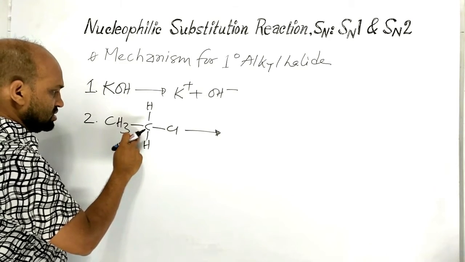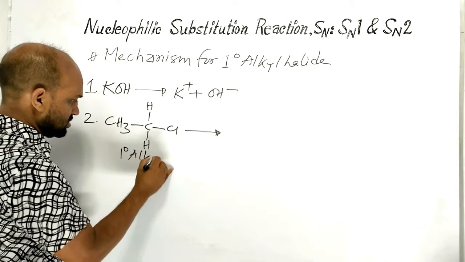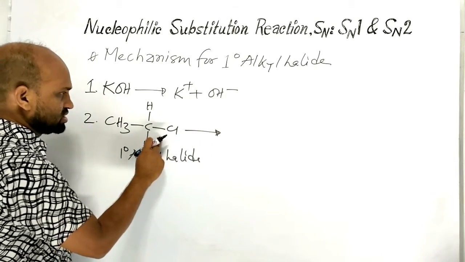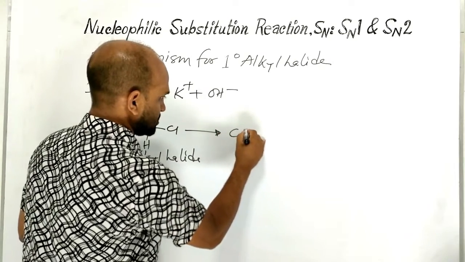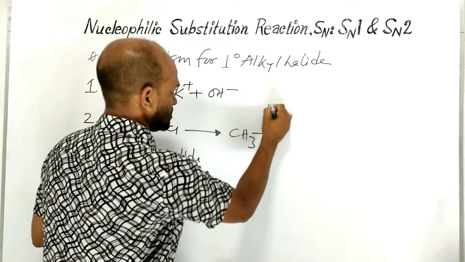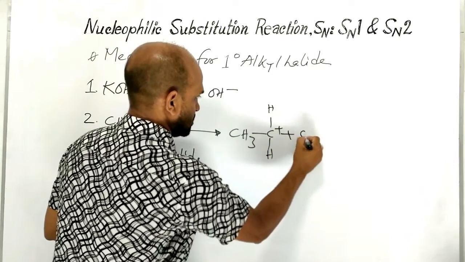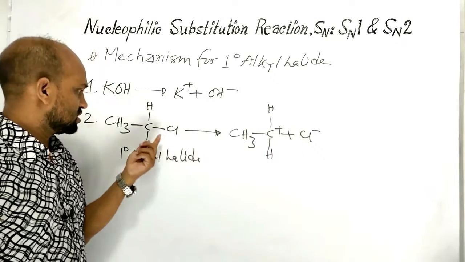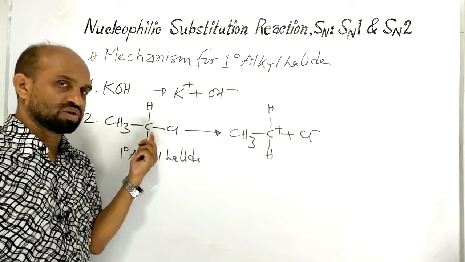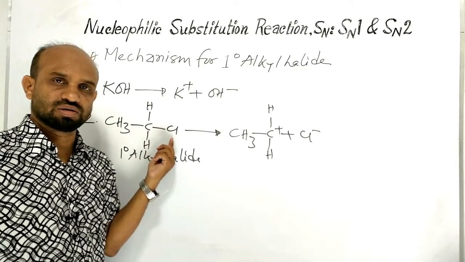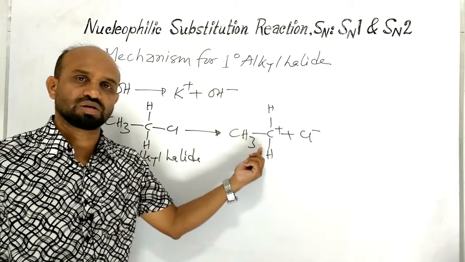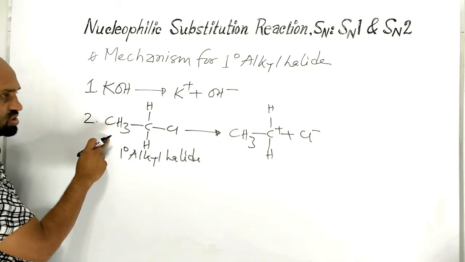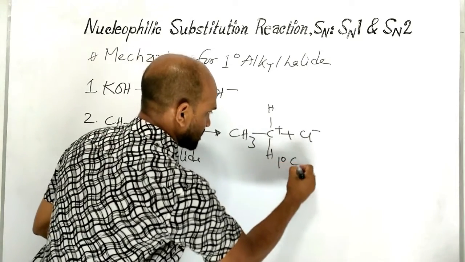Step 2, 1 degree alkyl halide undergoes dissociation and forms 1 degree carbocation and chloride ion. Here there is an electronegativity difference between carbon and chlorine. That is why this dissociation might occur. But here step 2 produces 1 degree carbocation.